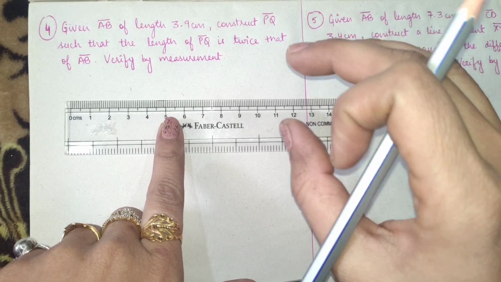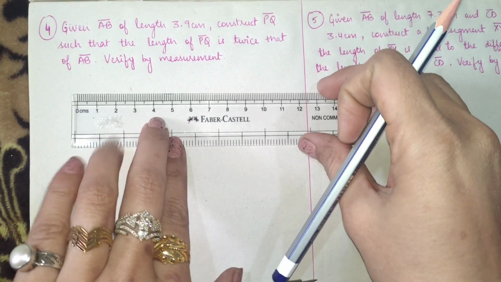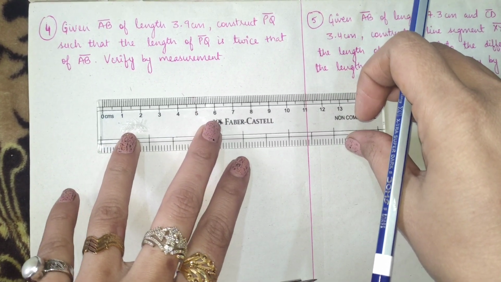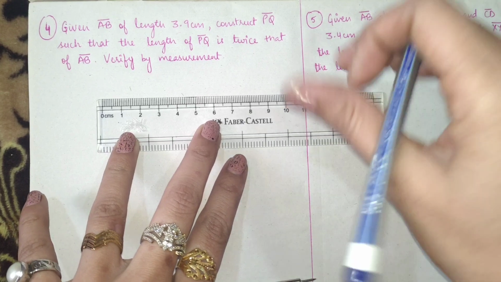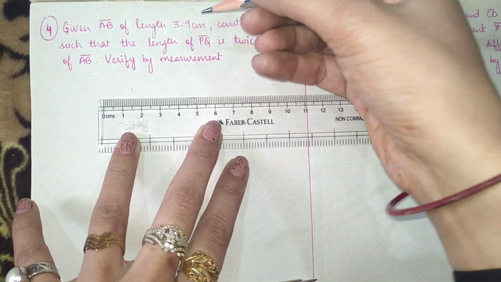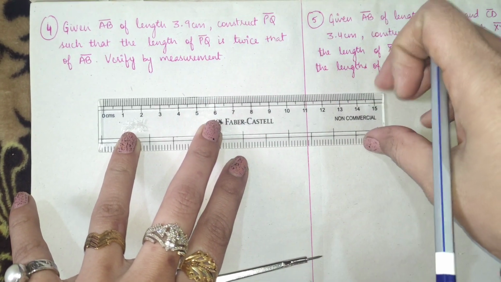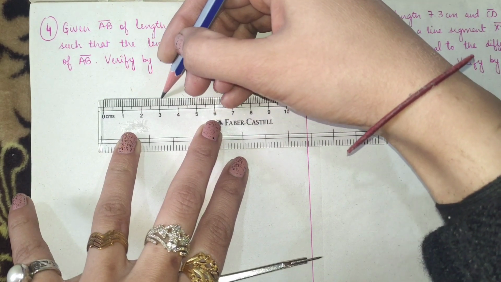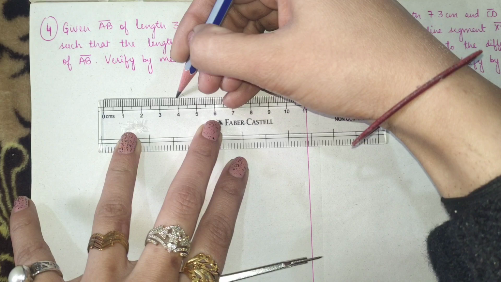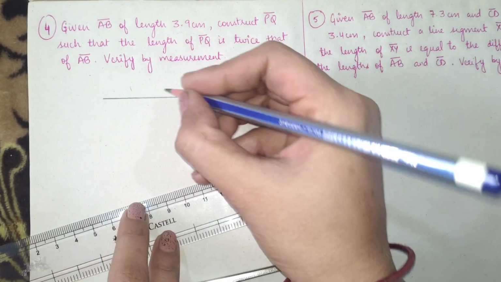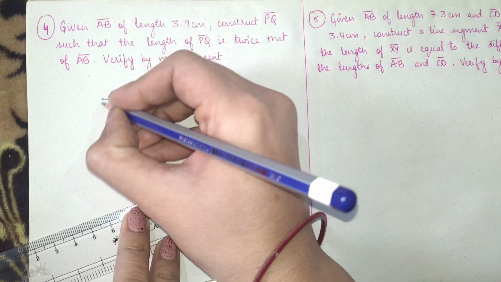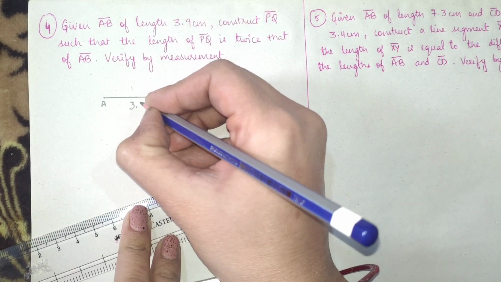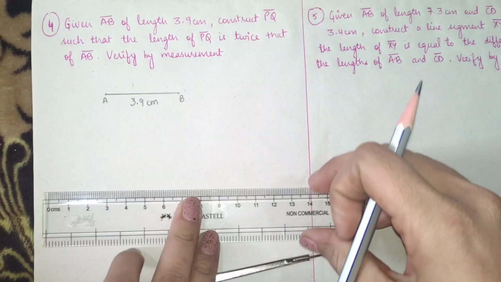So we'll start with what we have already been given. So we have been given that line segment AB is of length 3.9 centimeters. So we'll just draw line segment AB, okay? So that if we need to measure 3.9 centimeter, we can just simply use that line. So we'll start with 0 and we'll go till 3.9 centimeter accurately. So that's 3.9 centimeter. That's A and that is B. This part is given to you. Now let's do the construction work.